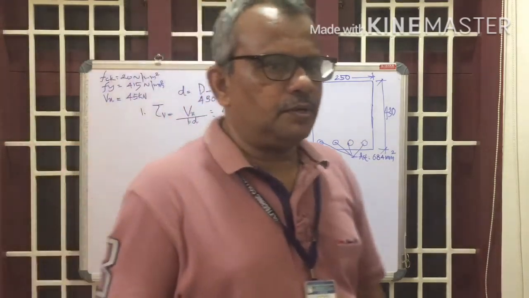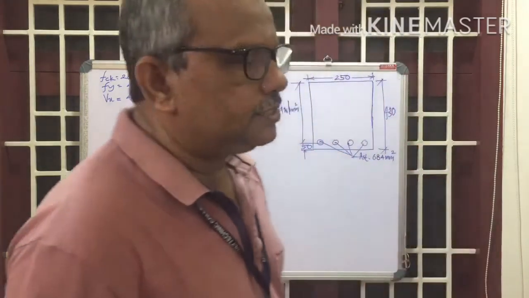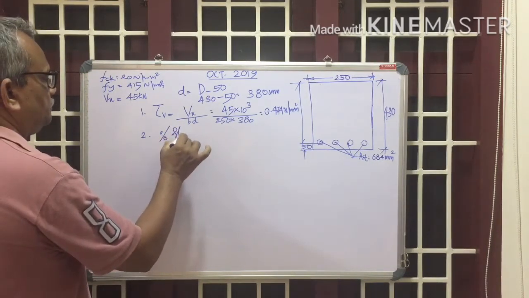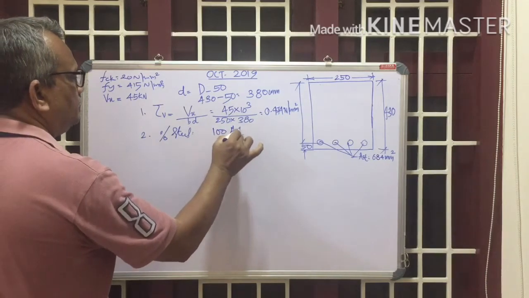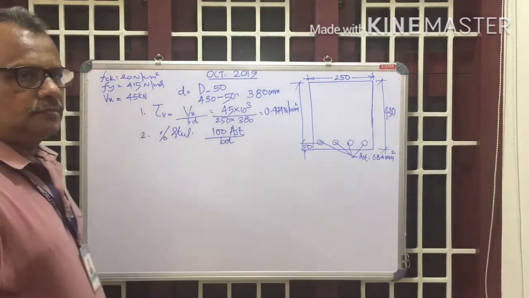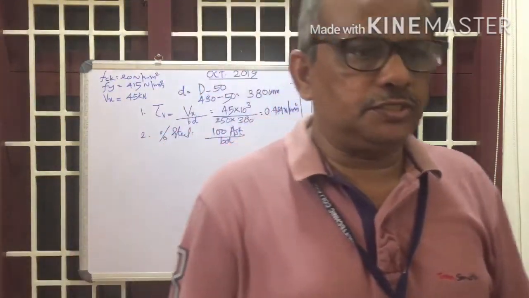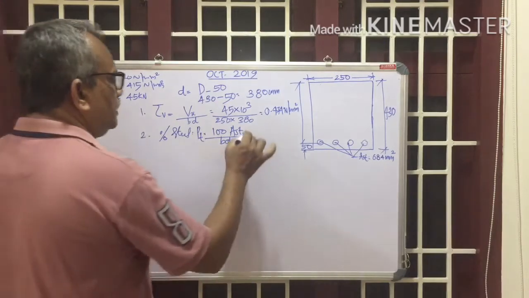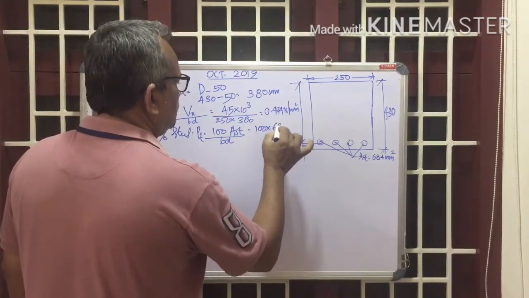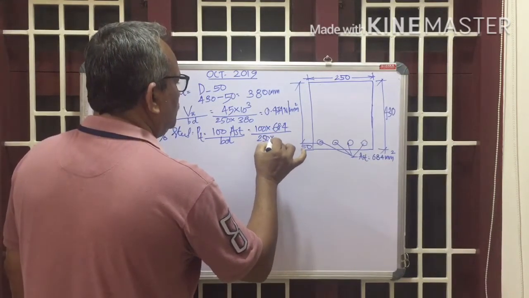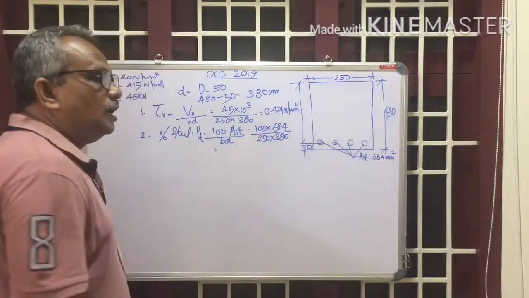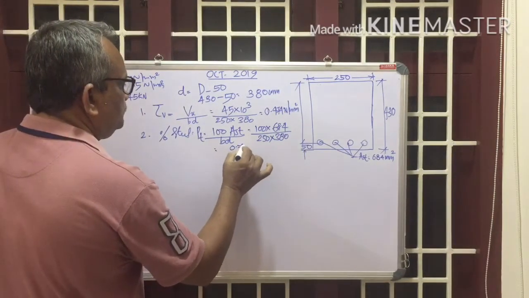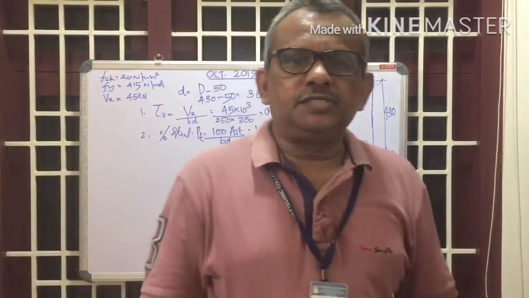Now, what is the next step? Number two, find out the percentage tensile reinforcement, the percentage steel. What is the formula? 100 AST divided by BD. We already know that. Percentage steel PT is equal to 100 AST by BD, equal to 100 into AST, which is 684, divided by B, which is 250, into 380. So the percentage of steel reinforcement is equal to 0.72.